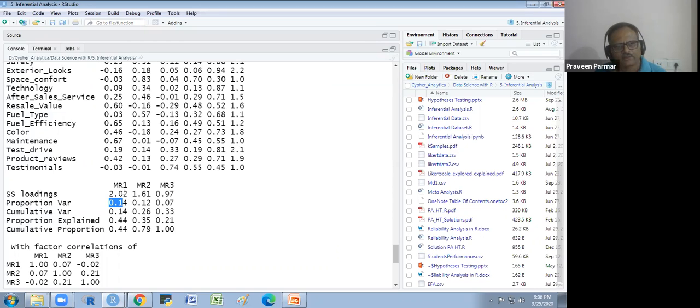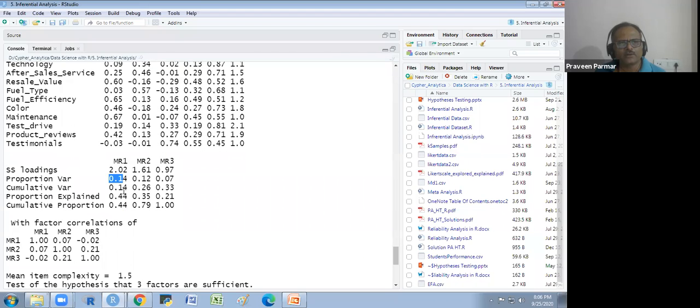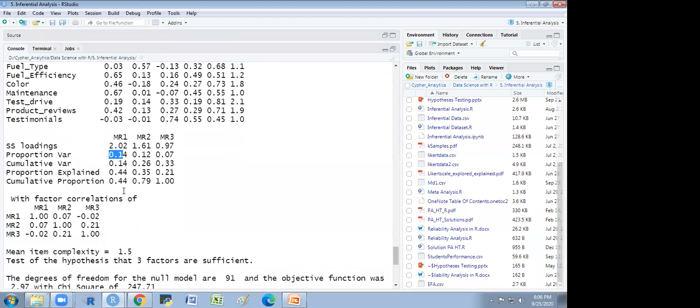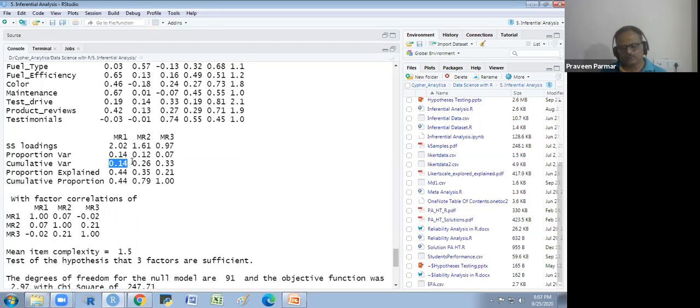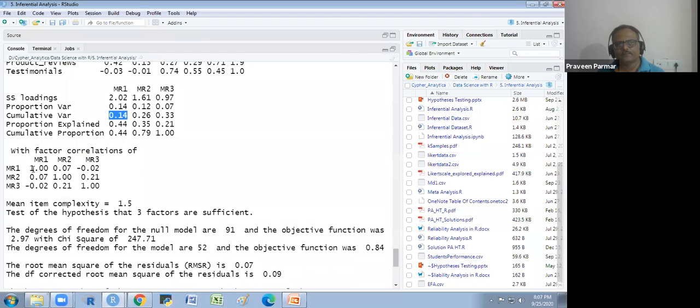I also have to understand this. I could not explain much more about it because there are so many variables. This I understand, proportion explained and cumulative, because I think this is the same as the PCA output. MR1 is explaining 44% of the total, and then MR2 is explaining 35% and then 21%. So 100% of the variation is explained by all these three factors. And for the collinearity, we could also see the correlation here. Between 2 and 1 it is 0.07, a very low correlation between them.